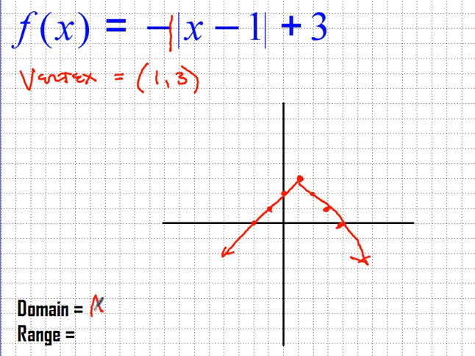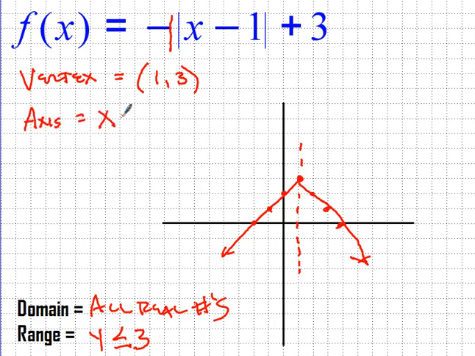My domain, all real numbers, because all the x values are included in this, but my range is just going to be y is less than or equal to 3, because it's facing downwards. That is all. Oh, and my axis of symmetry, if asked, just in case, is at the vertex, so that would be my axis of symmetry. I'll just put axis here, is x equals 1. That's the line of my axis of symmetry.